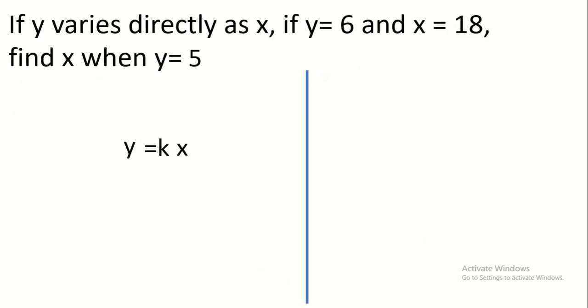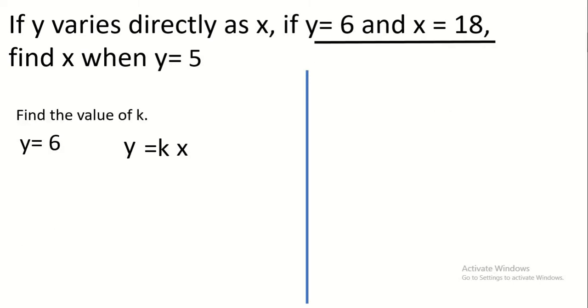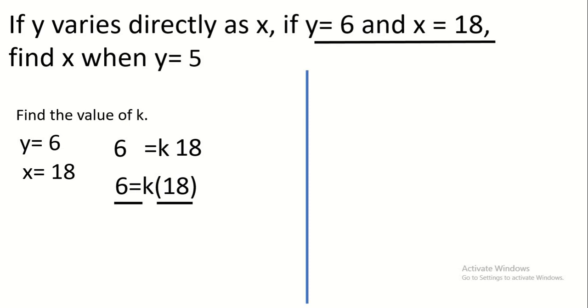If y varies directly as x, and y is 6 when x is 18, find x when y is 5. So, unahin uli natin si y is equal to 6 and x is equal to 18. Sulat natin siya para makuha natin yung k niya, yung constant of variation. So, gamit ulit tayo ng division property of equality. I-divide natin both sides by 18, para makuha natin yung value ni constant of variation, which is 6 over 18 or 1 over 3.